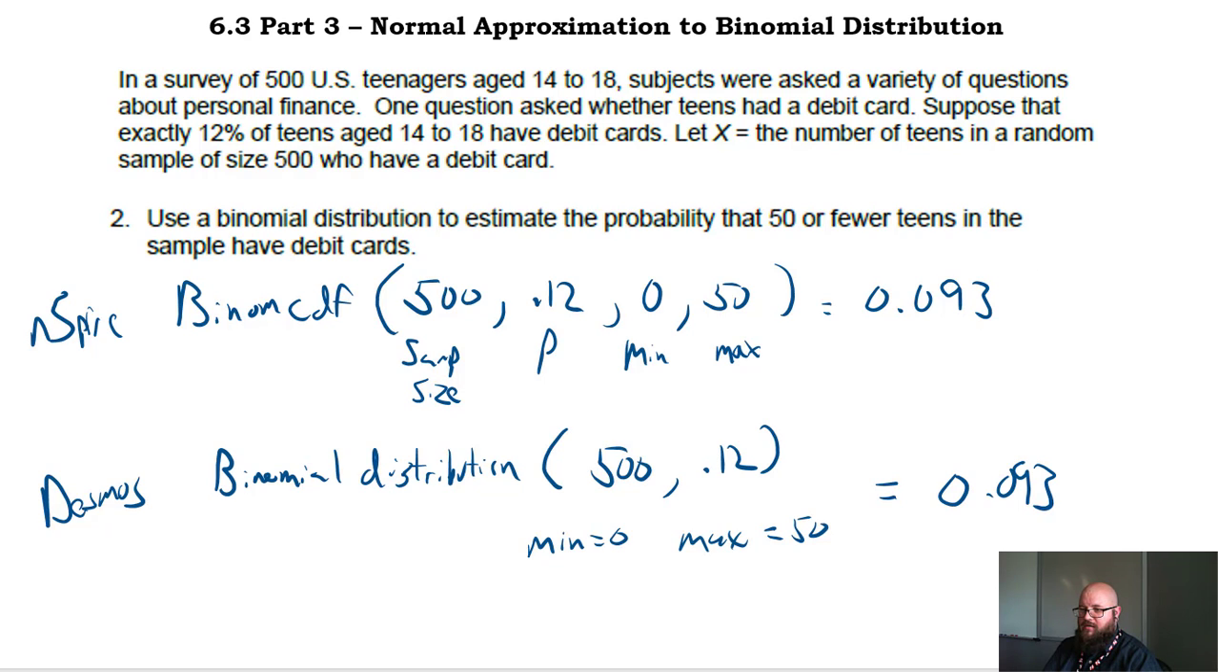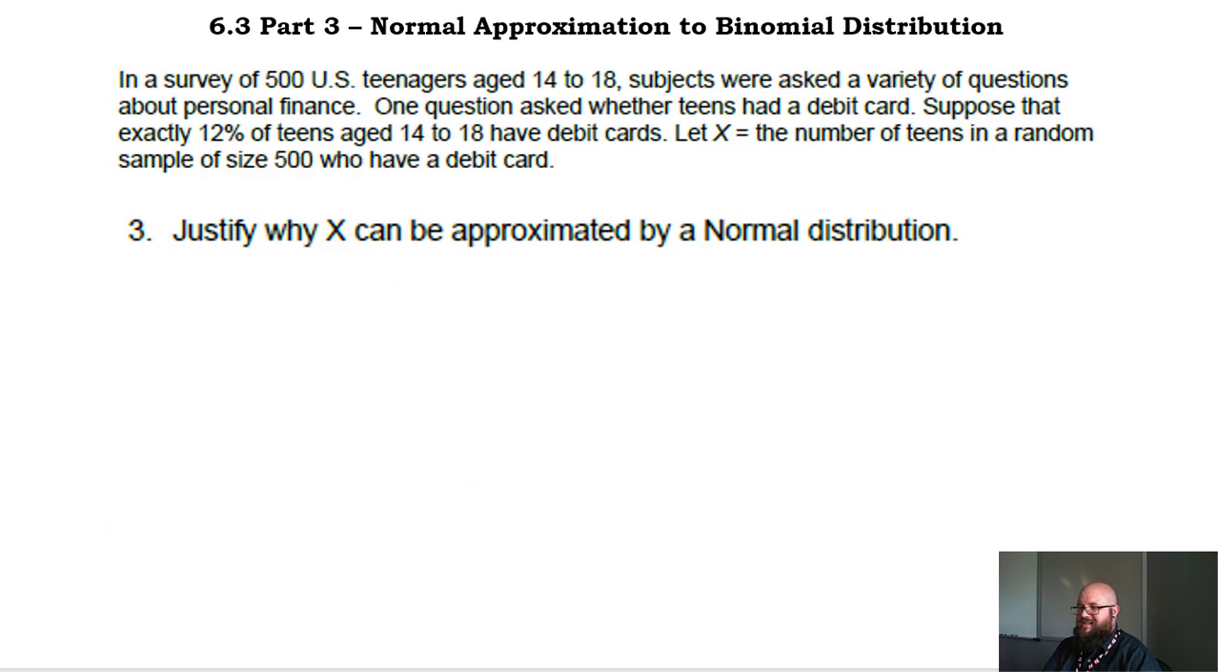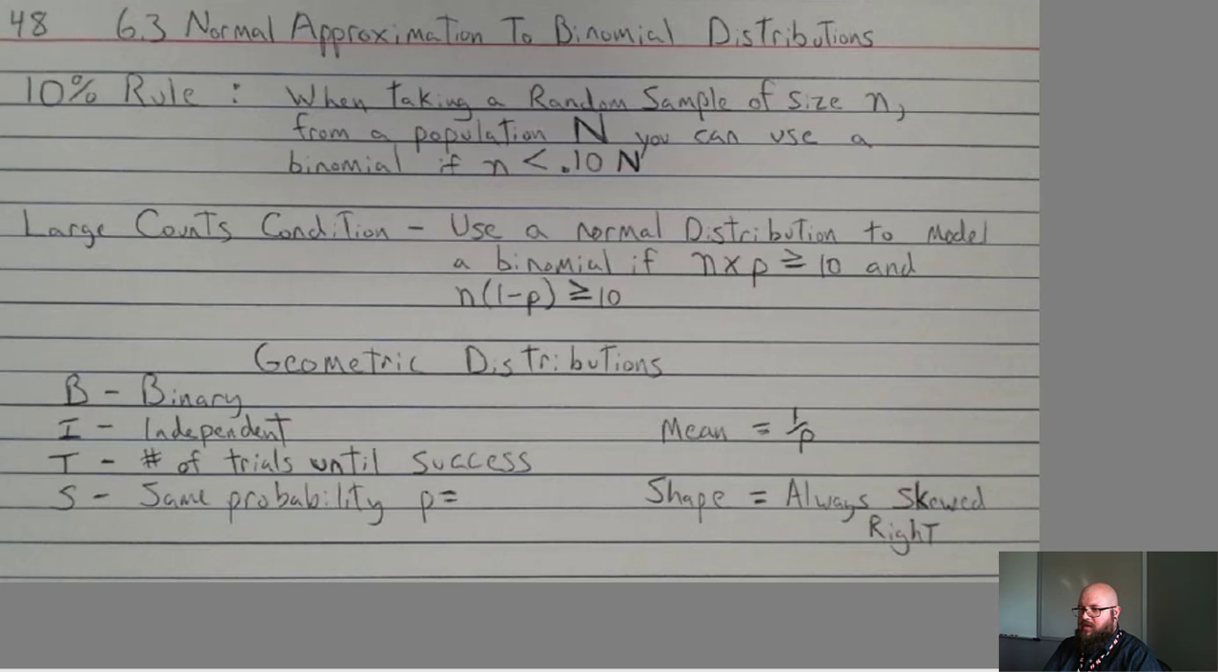All right, let's see what we got to do next with this. So now it says justify why x can be approximated by a normal distribution. Well, we're going to use this little rule here for the large counts condition and see if it works. So if this works, we can use a normal distribution to model a binomial if your n times p, so your sample size times your probability, is greater than or equal to 10, and the sample size times 1 minus your probability is greater than or equal to 10. So let's see what we got here.